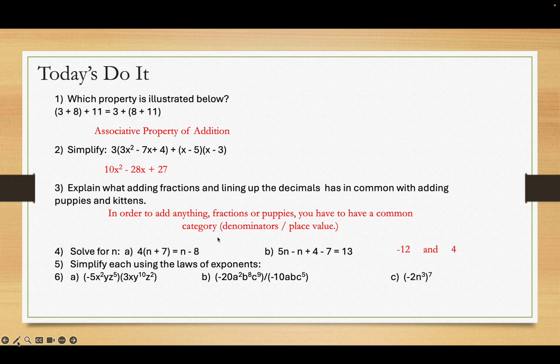Simplify using the laws of exponents. For A, you multiply coefficients, add exponents. So that would be negative 15 x to the 3rd, y to the 11th, z to the 7th. And one of the things I do want you to keep in mind about this is how it translates out to working with scientific notation.